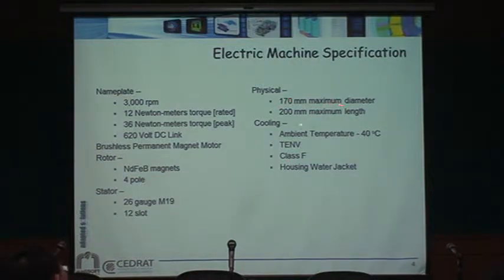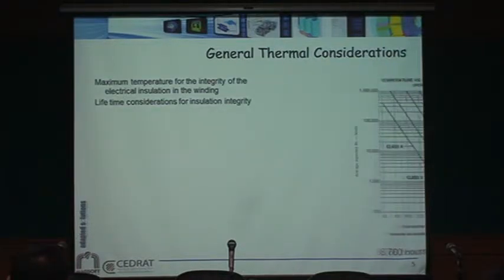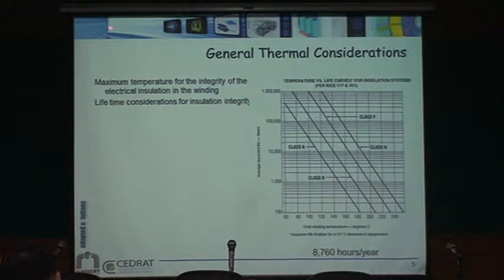This is the size of the machine, and it's in an ambient temperature which is 40 degrees C, and it's going to be a totally enclosed machine. We want it in class F and with a housing water jacket. So, I mean, the important parts, I don't know if you know about the class of the machine, but basically what it tells you is a given winding temperature. So I said I was in the class F, so say if my machine works at 140 degrees, it's telling me that basically I can get 70,000 hours of machines.